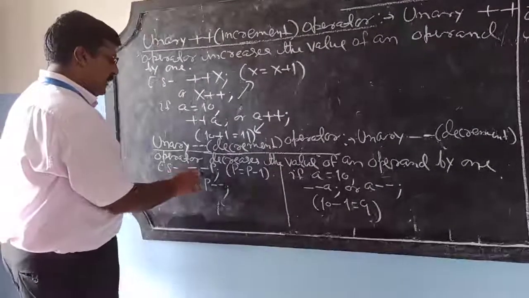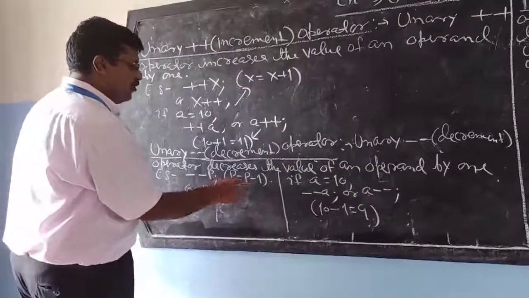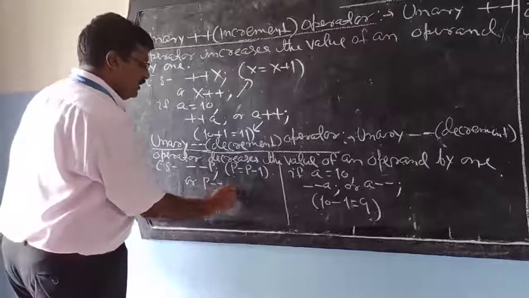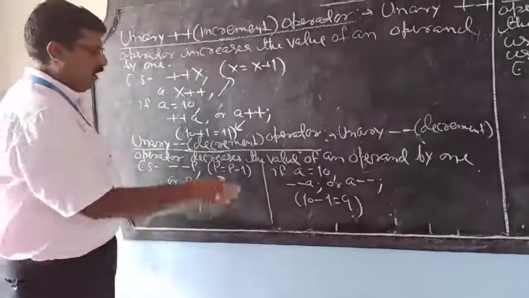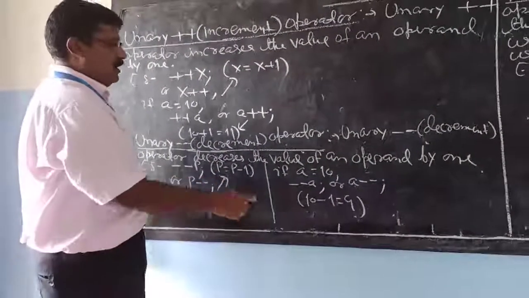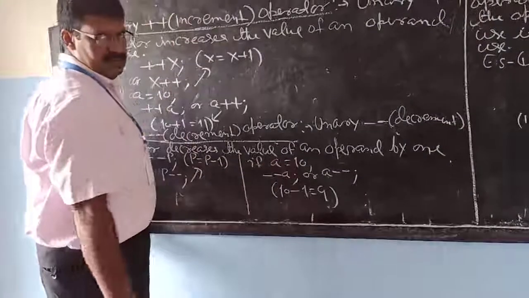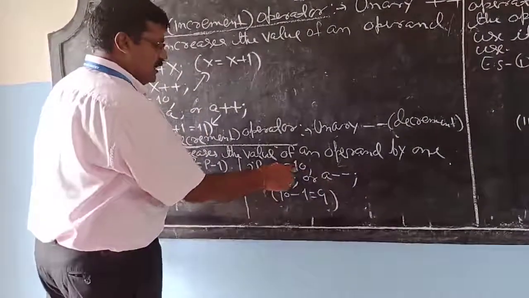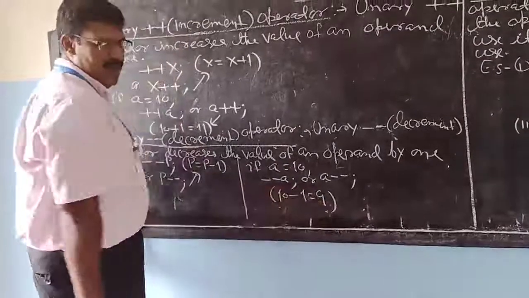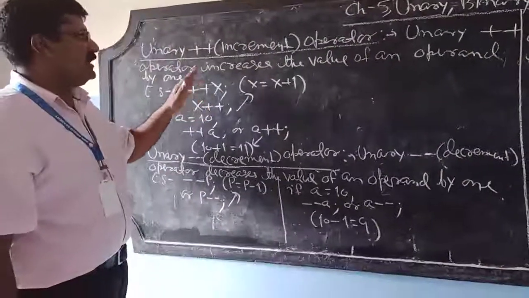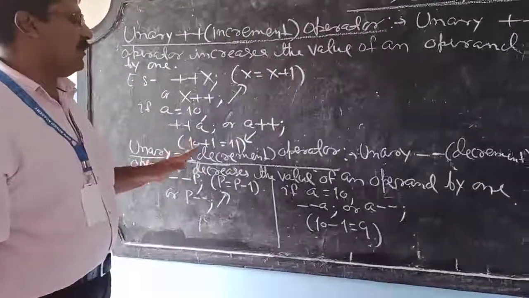Like if I write minus minus p, it means p equal to p minus 1. Or you can write p minus minus also, which has the same meaning, p equal to p minus 1. Okay? If a equal to 10, then minus minus a or a minus minus means 10 minus 1 and the value will become 9.